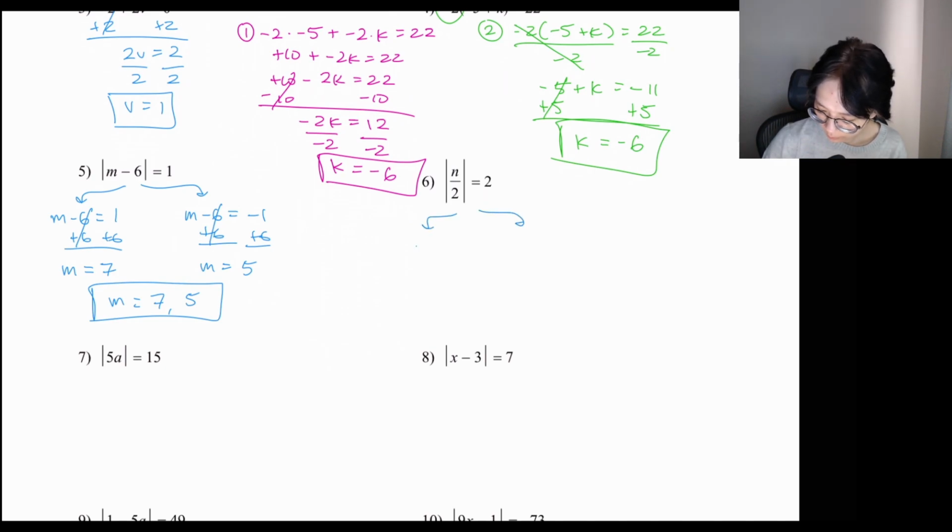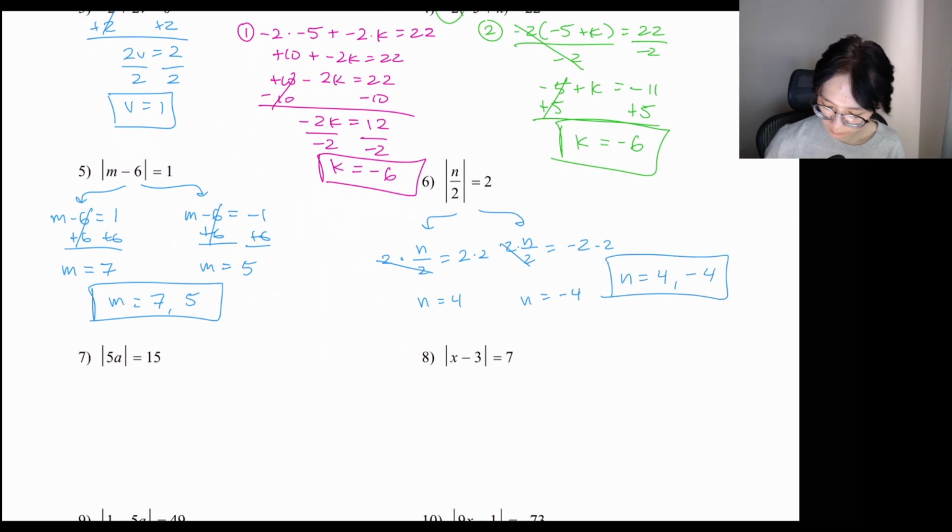Same thing as over here. N over 2 equals positive 2. N over 2 equals negative 2. We're multiplying both sides by 2. Those cancel. N equals 4 over here. Multiplying both sides by 2. N equals negative 4 over here. So n is equal to 4, negative 4.